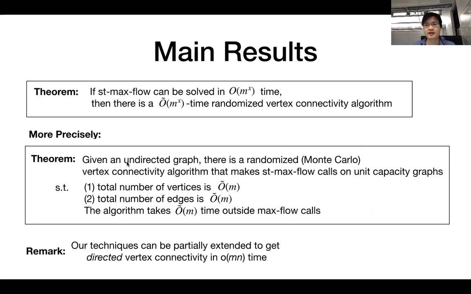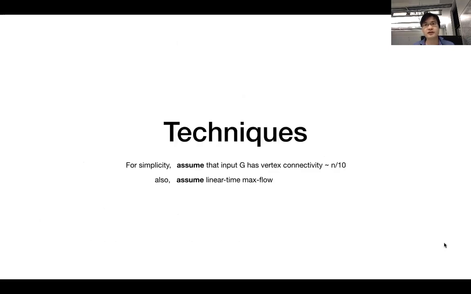So basically, we have a randomized vertex connectivity algorithm that makes max flow calls with the total number of vertices being m, the total number of edges being m as well, and then the algorithm takes only near linear time outside the max flow calls for this full reduction. And one more remark is that all techniques can be extended partially to get a directed version as well, which runs faster in sub mn time. Okay, so that concludes the introduction.